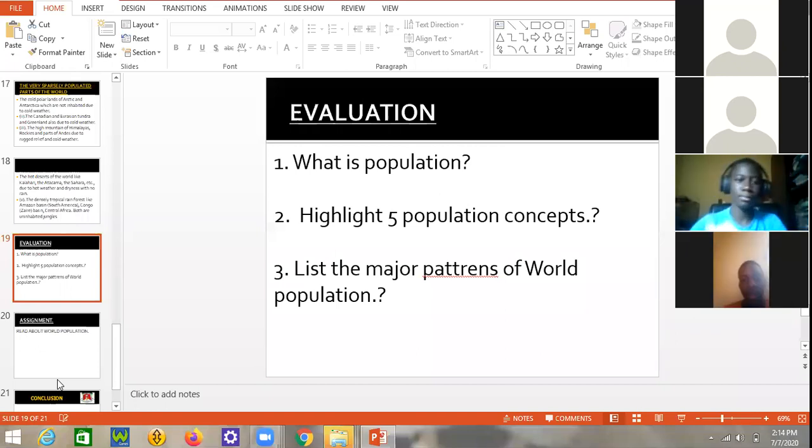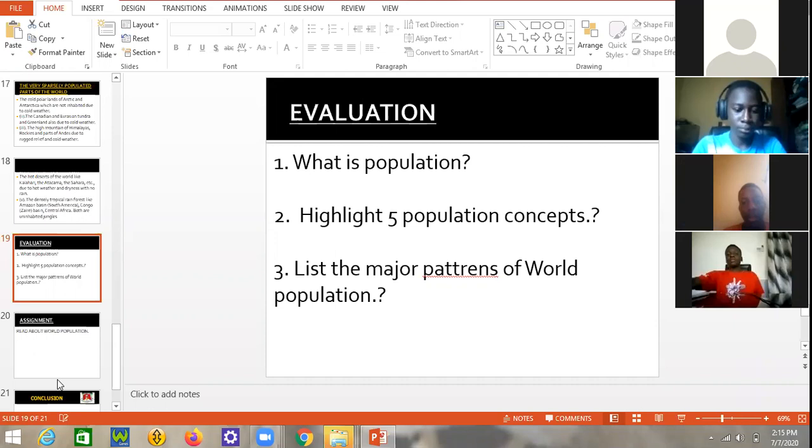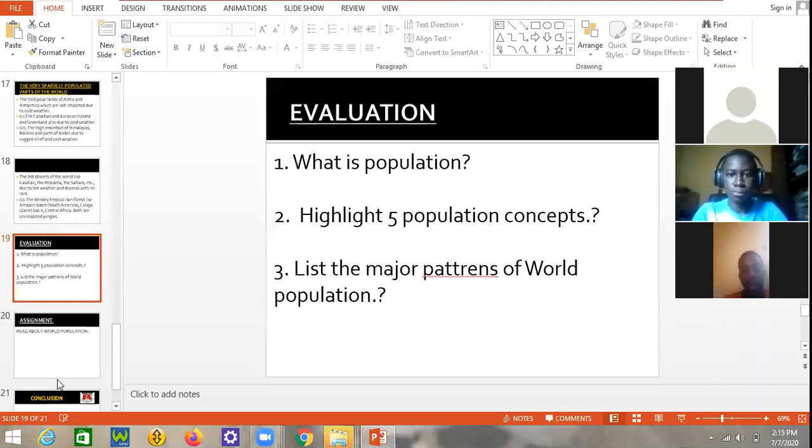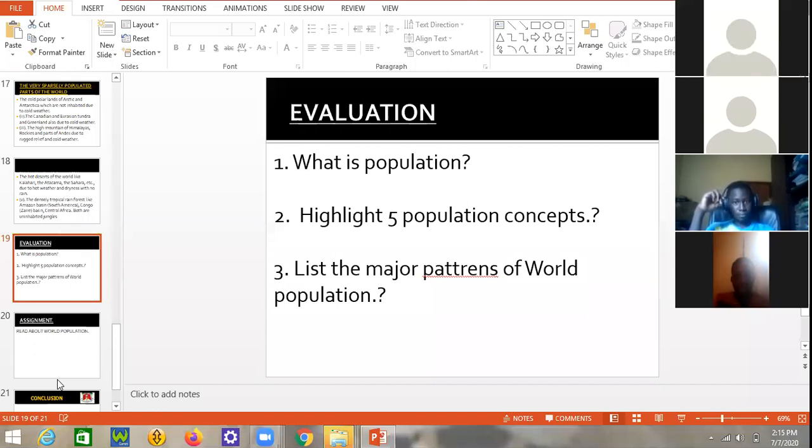Okay. What are the patterns of world population? Patterns of world population. Faith, mention one pattern of world population. One pattern of population distribution. Moderately populated areas. Okay, Joba, another pattern of world population distribution.